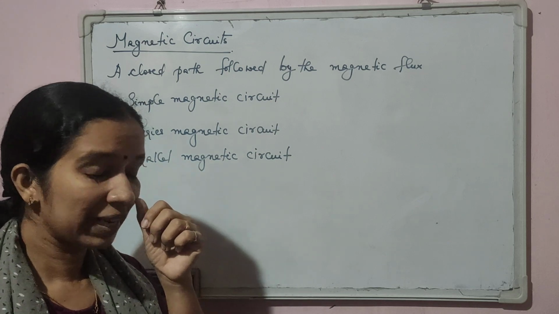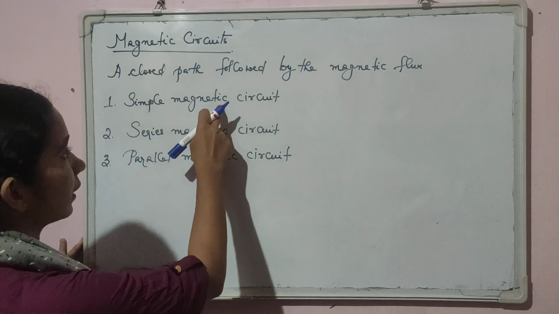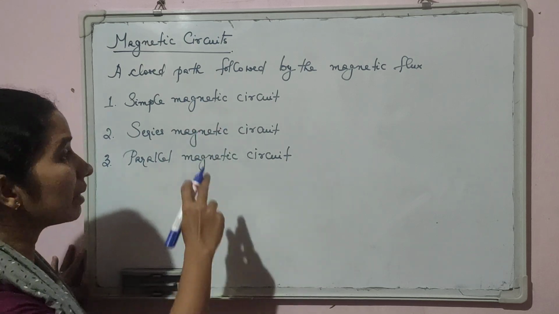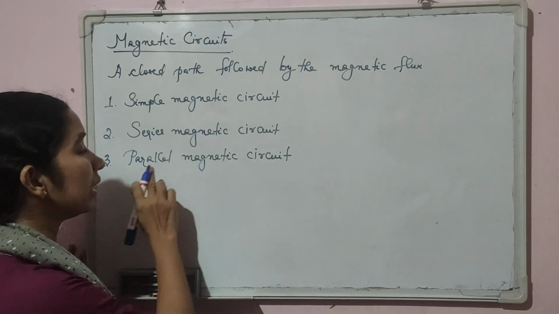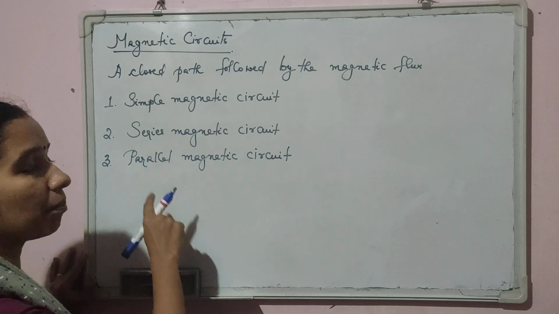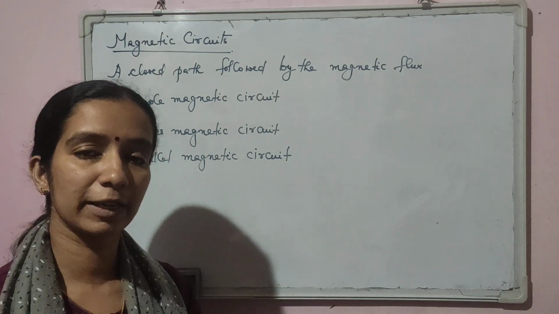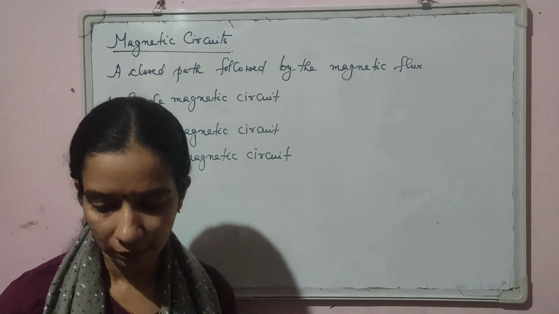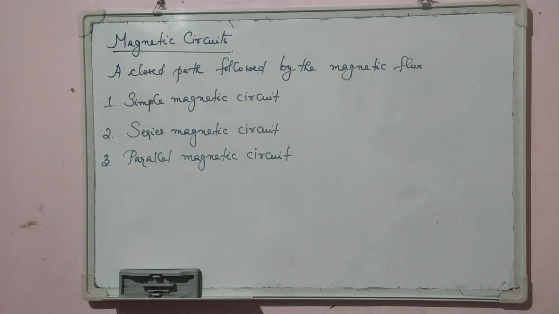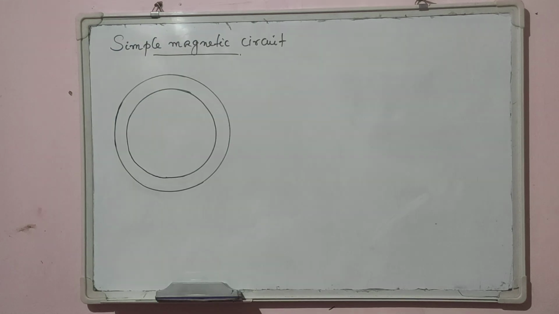Now, there are mainly three types of magnetic circuits, and they are simple magnetic circuit, series magnetic circuit, and parallel magnetic circuit. So we have to study these three types of magnetic circuits. First of all, let us study a simple magnetic circuit. So let us see what a simple magnetic circuit is.